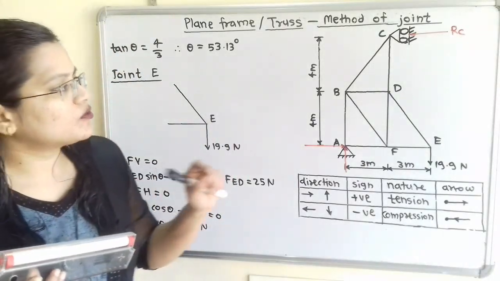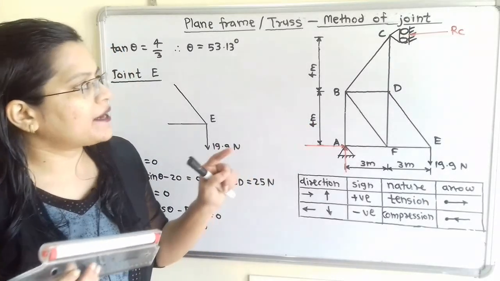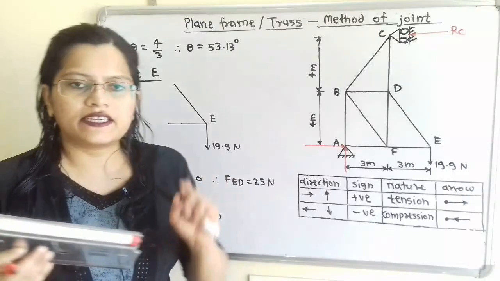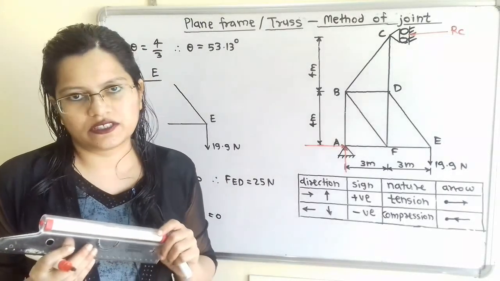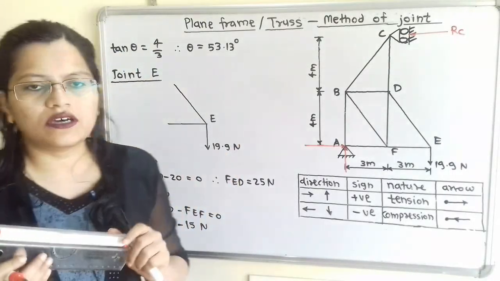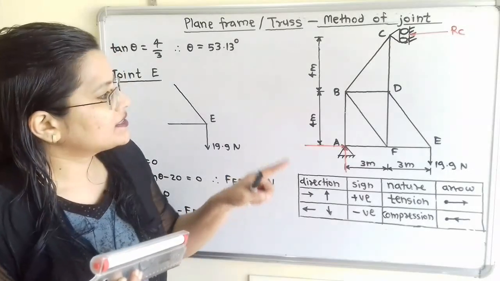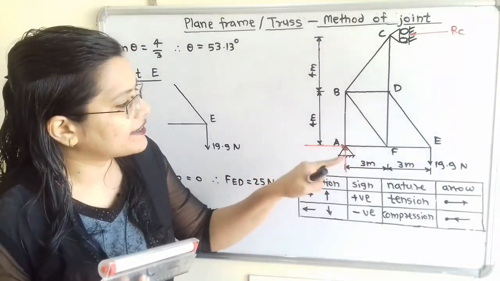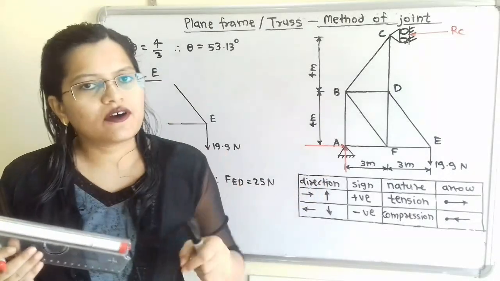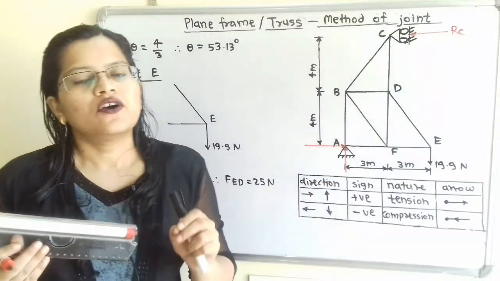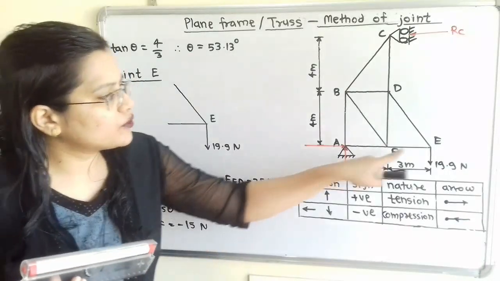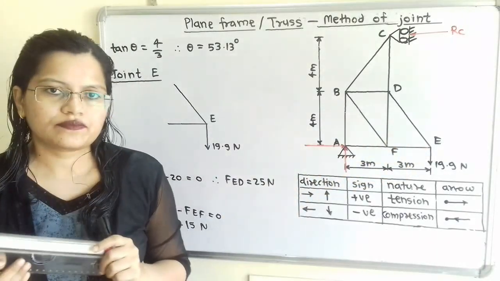Now if we move to the next joint, D, at point D there are DC, DB, DF and DE. That means 4 unknown forces. And if we move to the joint E, there are ED and EF, these 2 unknown forces, and a 19.9 Newton force in the vertically downward direction is mentioned in the question. So we have to use this joint E.